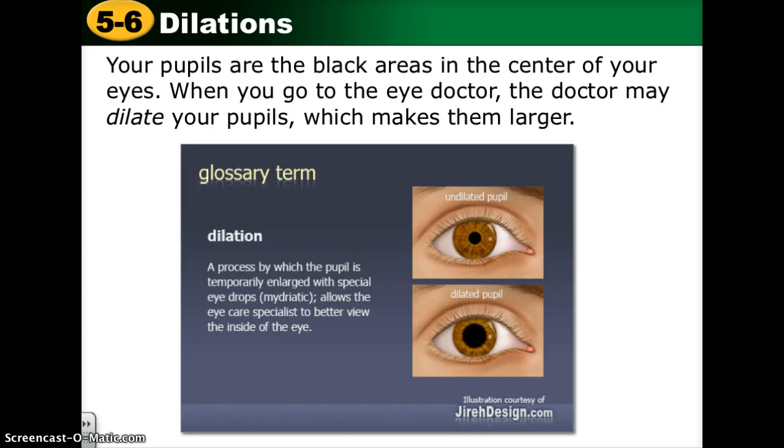This is something to think about. Your pupils are the black areas in the center of your eyes. When you go to the eye doctor, the doctor may dilate your pupils, which makes them larger. So think about that picture and how the inside of your eye is getting larger and smaller, maintaining the same shape but changing size. Same thing we talked about with similar figures, where we have two shapes that are the same image, they're just different sizes.